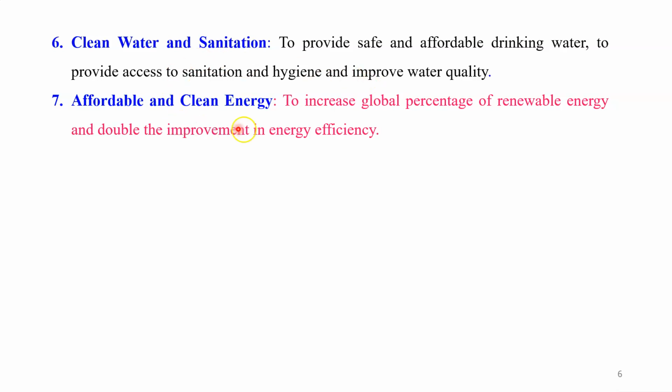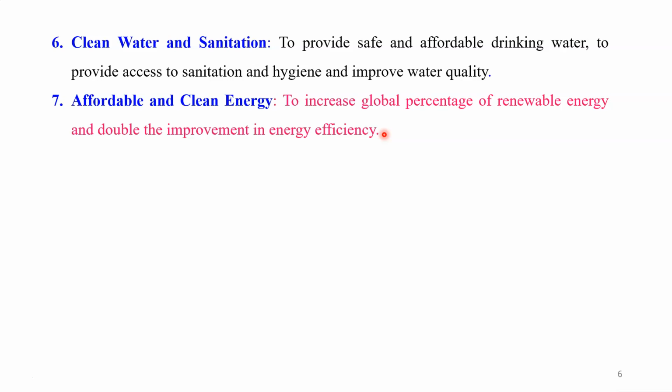Affordable and clean energy. Dear student, the energy crisis is also a very important problem that most countries are facing at the international level. To increase the global percentage of renewable energy is very important, and doubling the improvement in energy efficiency is also important. If you want to control the intensity of the energy crisis, for that purpose, priority was given to affordable and clean energy.